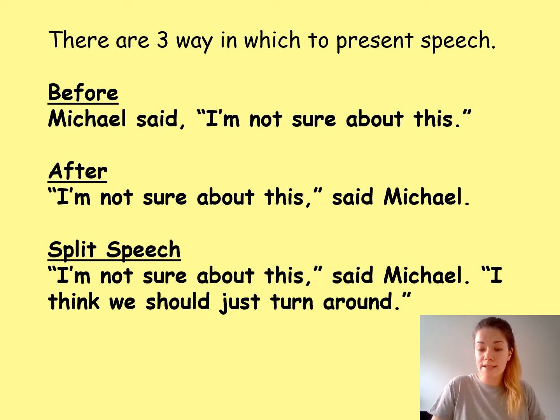We can say who has said it and how they've said it after the direct speech. So, "I'm not sure about this," said Michael. You'll see that I've got my comma before I close my inverted commas because I've still got to say who said it and how they've said it.